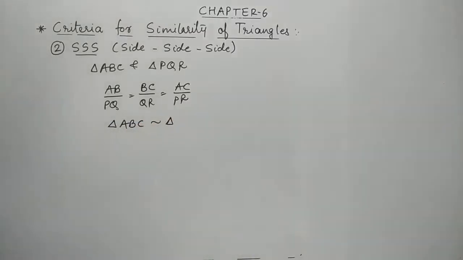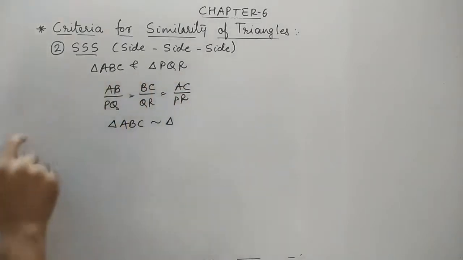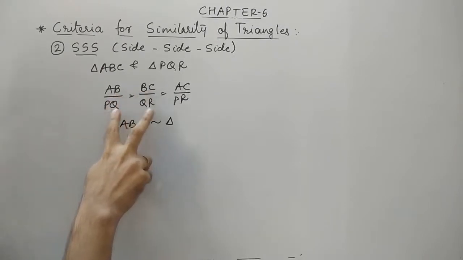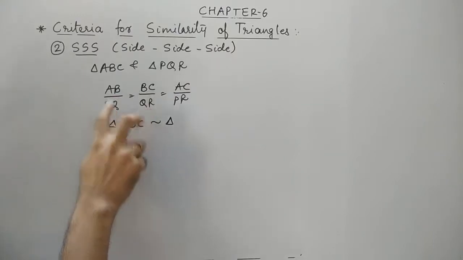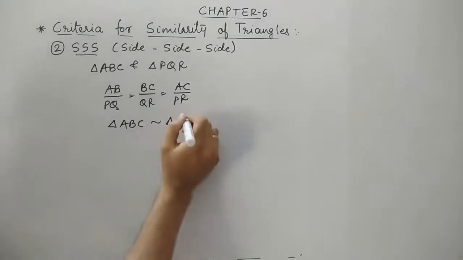Now let's see the corresponding parts. Look here, in the upper side, which are the sides of triangle ABC. Now which is the common vertex here? The common vertex is B. Now which is the common vertex here? That is Q. So we come to the conclusion that B corresponds with Q. So as B is second, Q must be second.